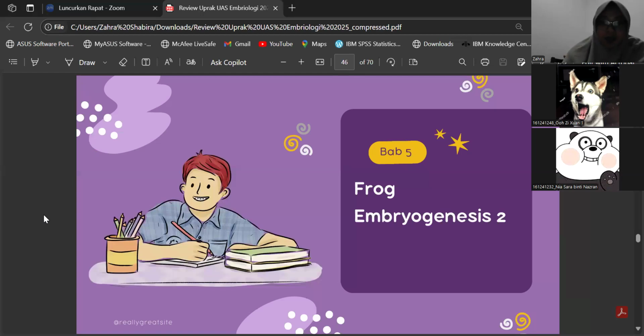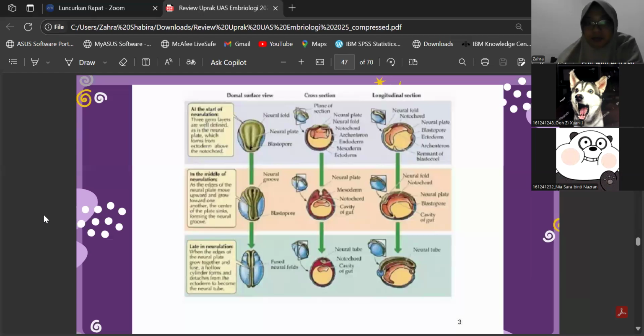Okay, we enter frog embryogenesis 2, continuing from frog embryogenesis 1. From the late yolk plug stage here, the three layers are already developed and in their positions. Ectoderm is the outer layer, the middle layer is mesoderm, and the inner layer is endoderm.